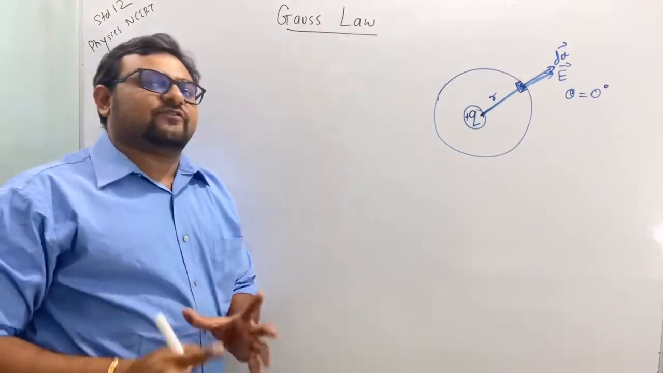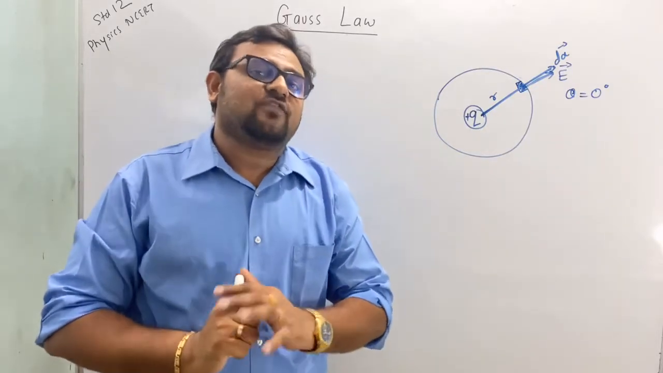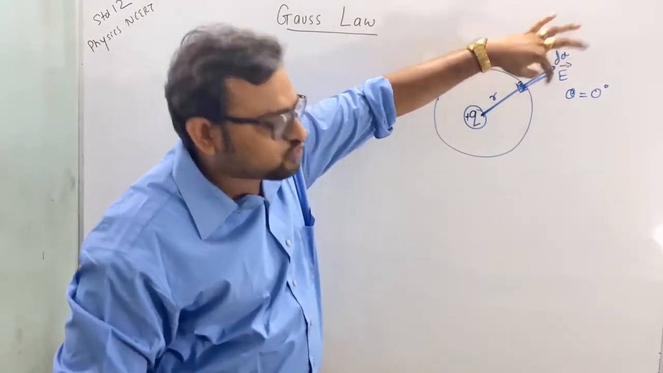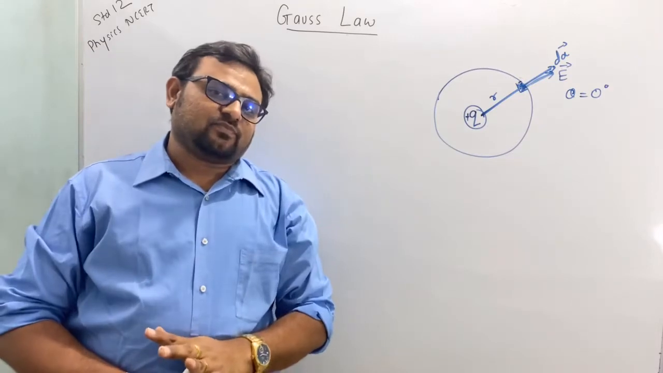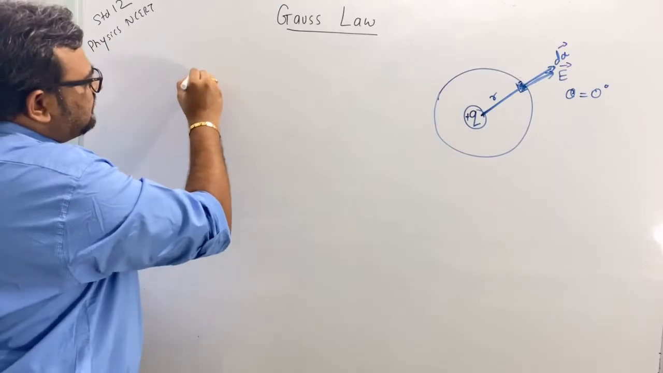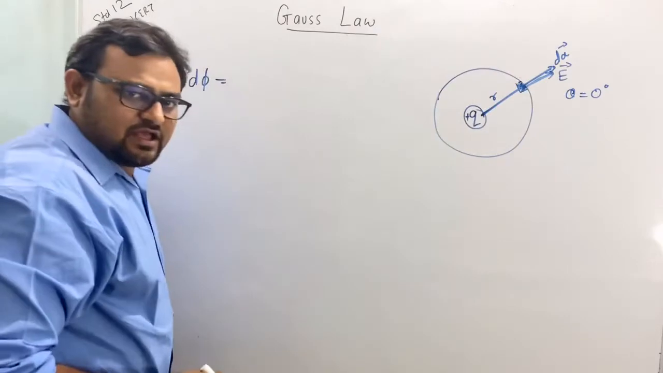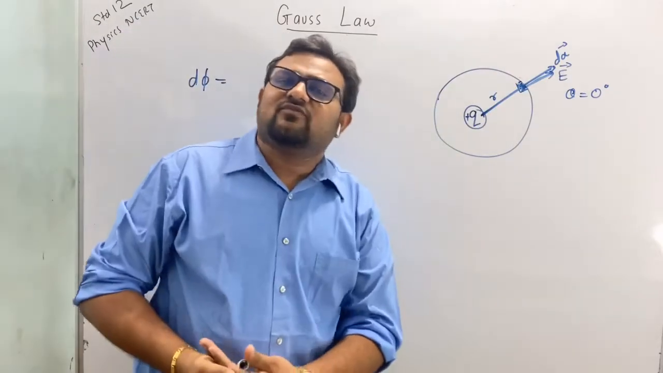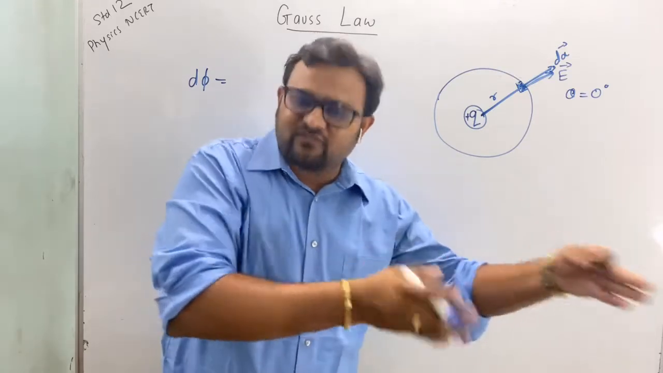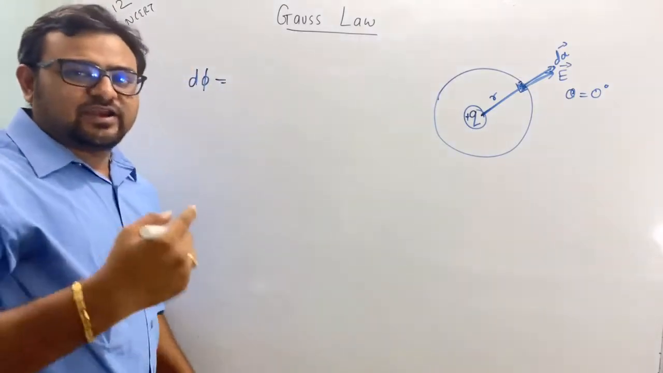Now I will find out a small amount of flux passing through this area. So first let's do that. I will write d phi because I'm only finding this flux through this much area. So what is the formula for flux? Electric flux is the number of electric field lines passing normally through any surface. So it was E dot A.